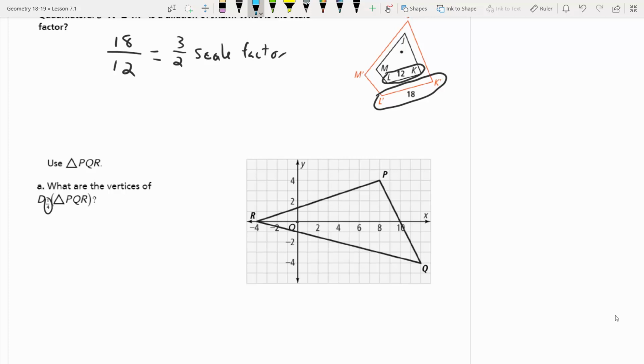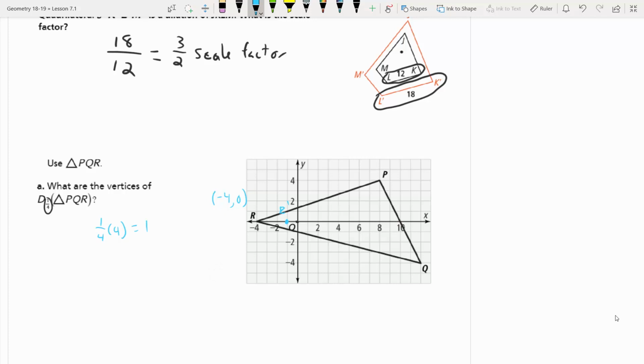So point R is the point -4, 0. So the distance between those 2 points is a distance of 4 units. So if I take 1/4 times 4 units, it's going to give me 1 unit. So that means my new point is going to be right there. That's R prime. Okay? I'm going to use the same method to get points P and Q.